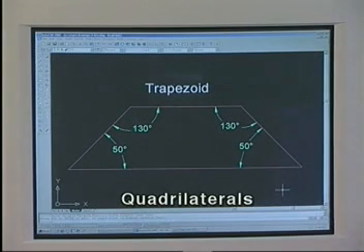Trapezoids are uniquely shaped so that they have 2 parallel sides. No matter what type of quadrilateral you create, all of the internal angles must add up to 360 degrees.